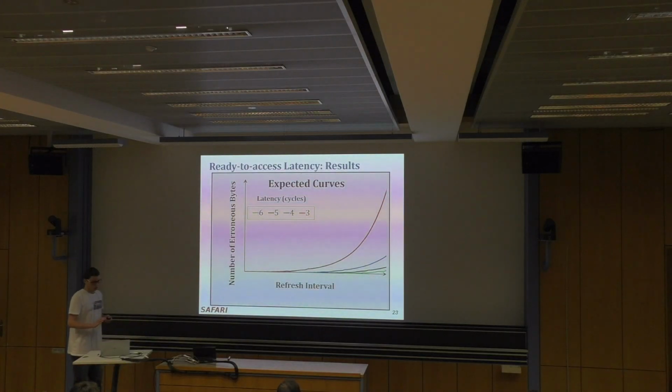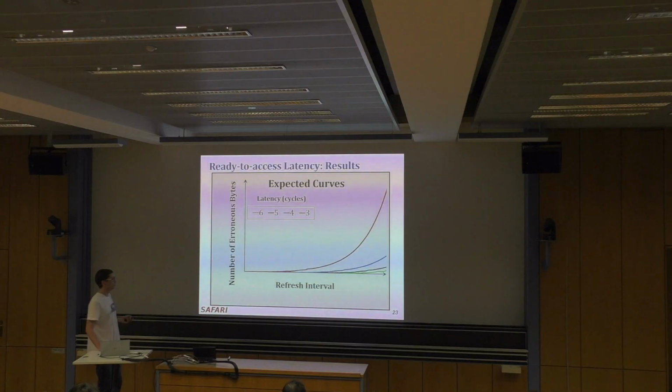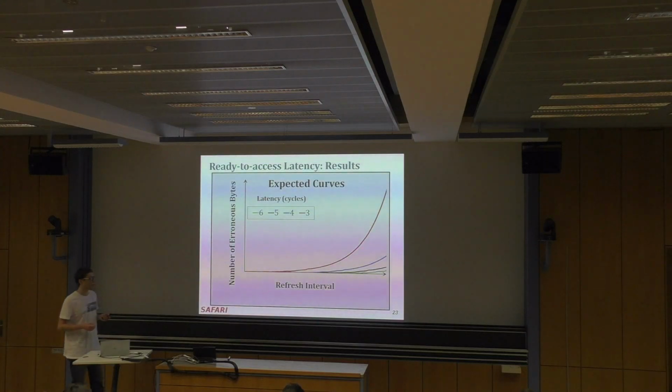So what we expect as an outcome from this experiment is something like this. So here on the x-axis, we again plot the refresh interval and the number of bytes with at least one error on the y-axis. And each curve here represents different ready-to-access latency from 6 cycles to 3 cycles. So in this case, 6 cycles was the default. And we would expect something like this, right?